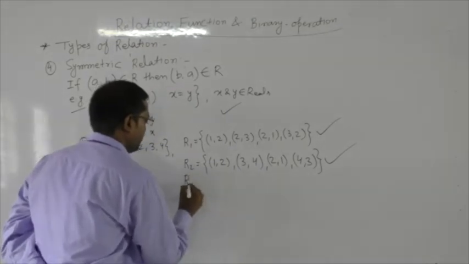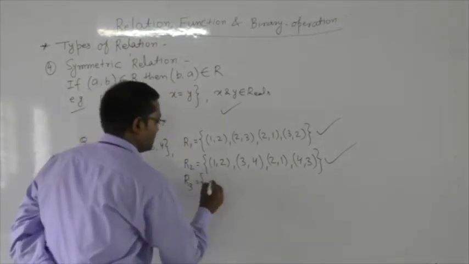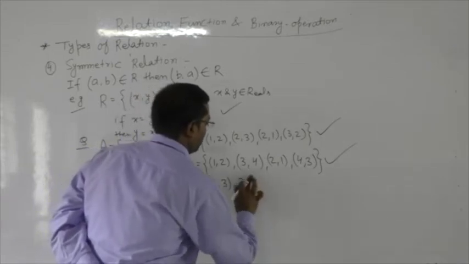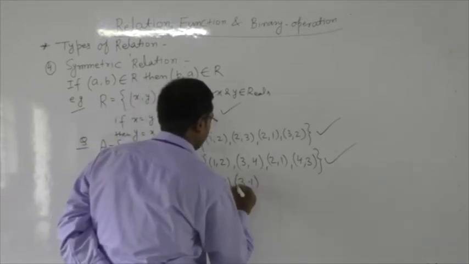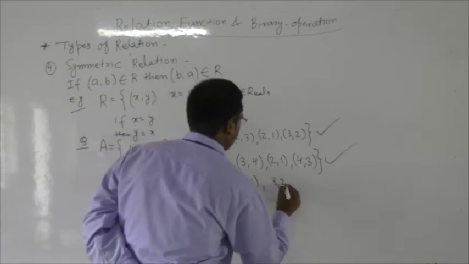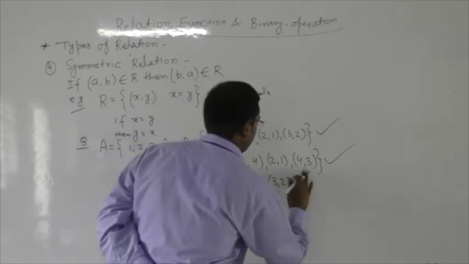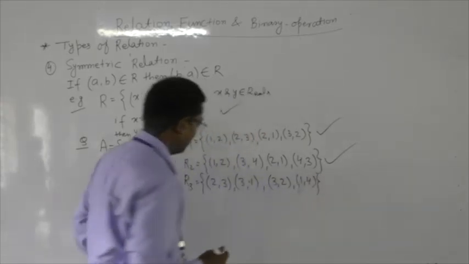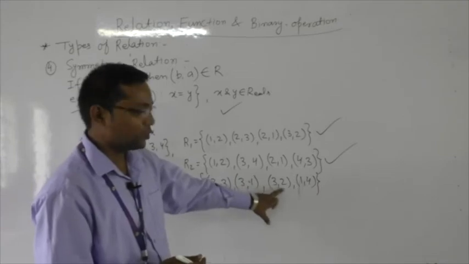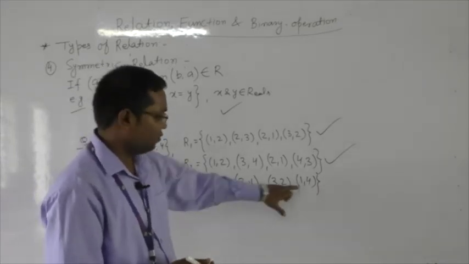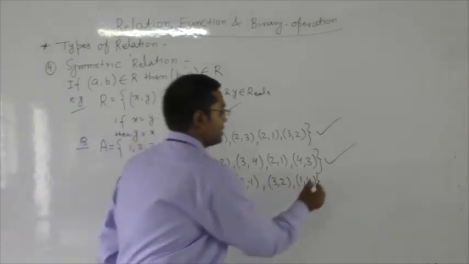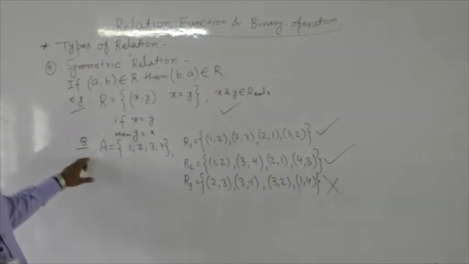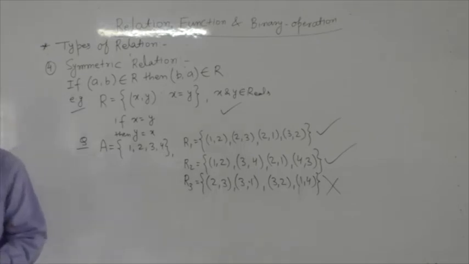Let's take the other type. Suppose we have 2, 3, 3, 1, 3, 2, 1, 4. We have (2, 3) here, (3, 2) here. We have (3, 1) here. Do we have (1, 3) here? No. Hence, this is not the symmetric relation. Let's take more real-time examples on this.